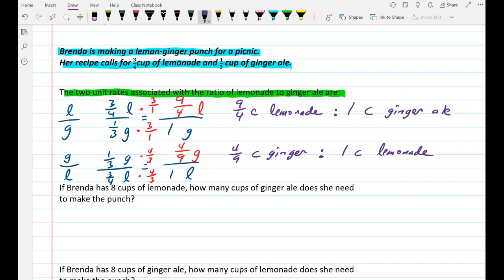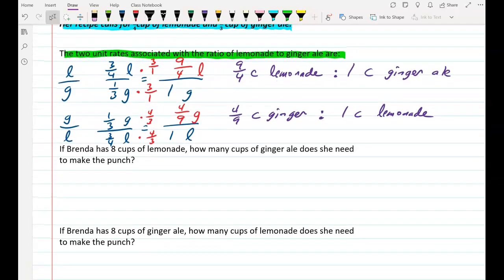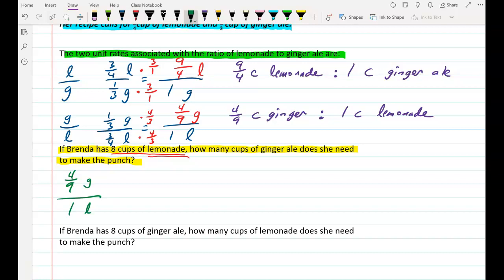All right, well, now that I have my unit rates, I can answer these questions. If Brenda has 8 cups of lemonade, how much ginger ale does she need to make the punch? Well, again, it's saying that we have 8 cups of lemonade. It's giving us the lemonade amount. So I'm going to use my lemonade unit rate, which says I have 4/9 cup of ginger ale for every 1 cup of lemonade. And I'm going to change that to where I have 8 cups of lemonade.